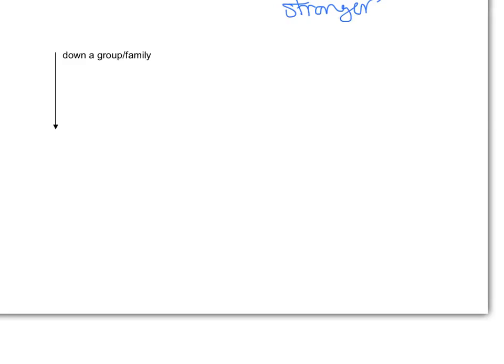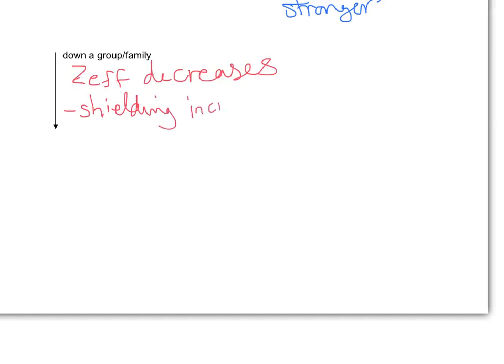Let's now look at Zeff down a group or down a family on the periodic table. So as you go down a group on the periodic table, Zeff decreases, or the effective nuclear charge decreases. So that's my trend. Now I'm going to use my supporting statements. So you would say that's because shielding increases. Remember, that's the repulsion between the electrons. So the shielding increases because the electrons are now added to new energy levels.